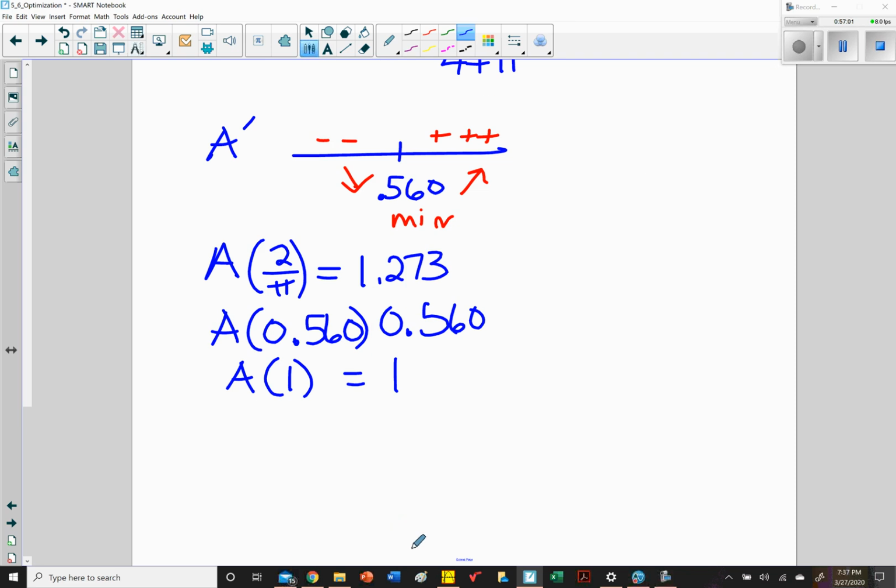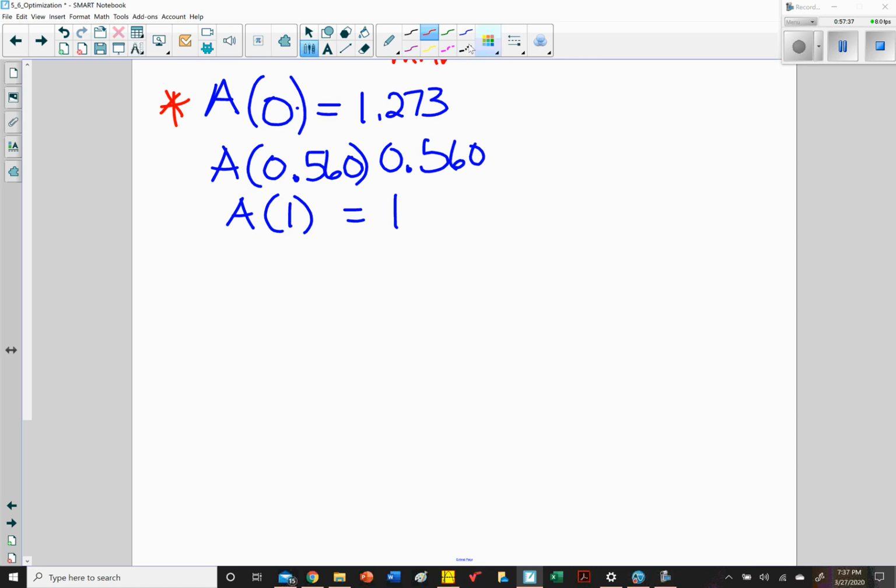So if the length of the square is 0, the area is maximized. Oh, I messed up here. If the length of the square is 0, the area is maximized. Whoop. That's this one. The area is going to be maximized if Justin uses all of the wire to make a circle, because that's an endpoint maximum.